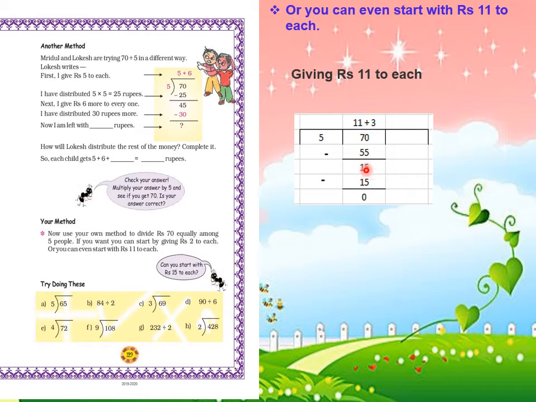Now how much is left? 15. So each child will get 3 rupees. So 5 threes are 15. So 15 minus 15, that is 0. So therefore each child gets 11 plus 3 equal to rupees 14.